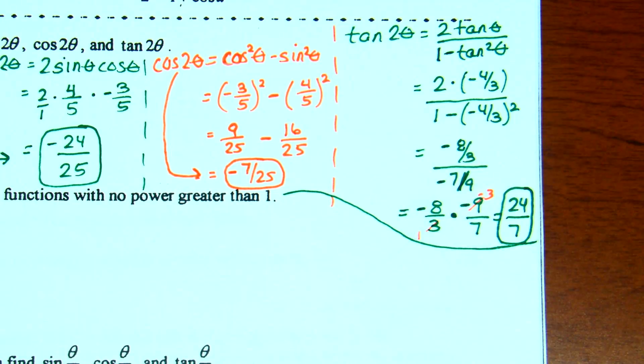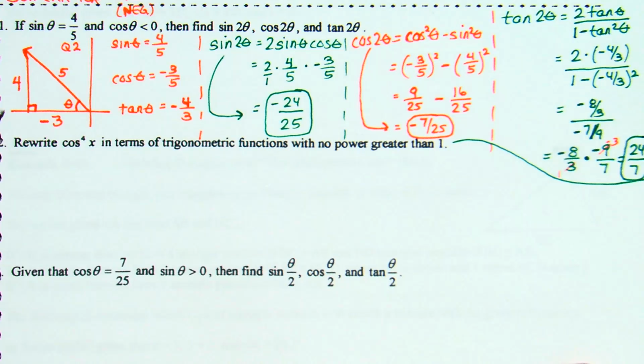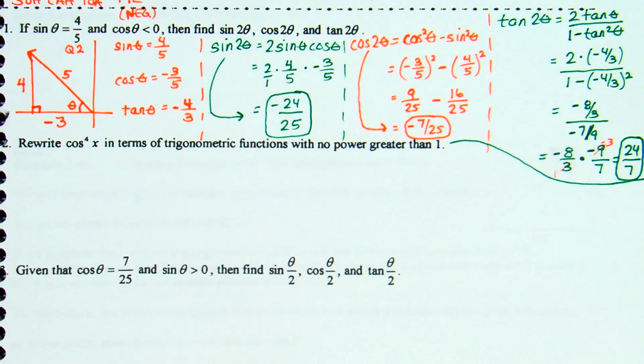Okay, we need, for example, 1. And we'll move to example 2. Okay, example 2, you ready? Rewrite cosine to the 4th x in terms of trigonometric functions with no power greater than 1.